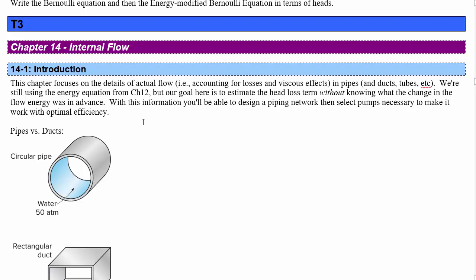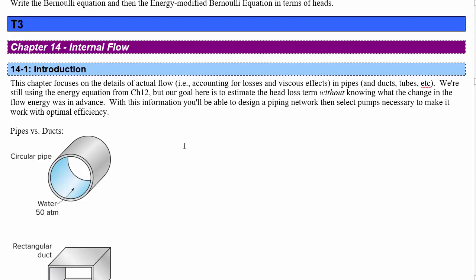This is going to be the first of 4 lectures on Chapter 14 covering internal flow. Specifically, what we're looking at is how to figure out that head loss term that we were using back in the energy equation in Chapter 12. With the stuff that we learn in this chapter, we're going to learn how to characterize the flow inside a pipe, determine whether or not it's going to be laminar or turbulent, and then from that information, estimate how much head loss we should have.